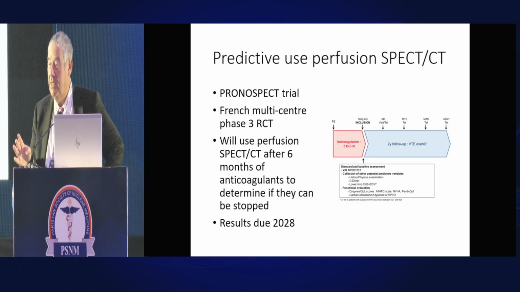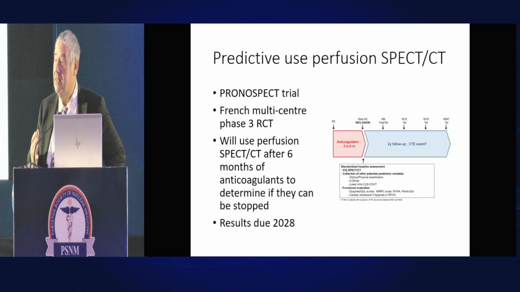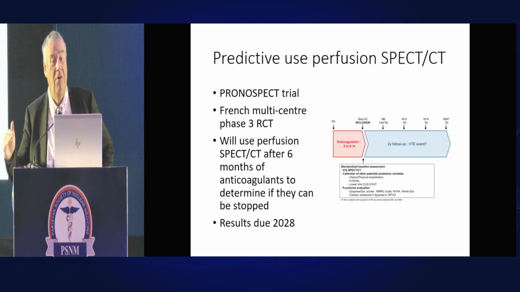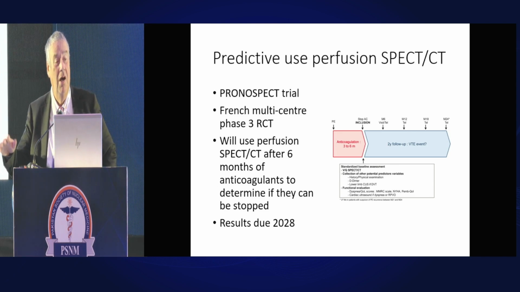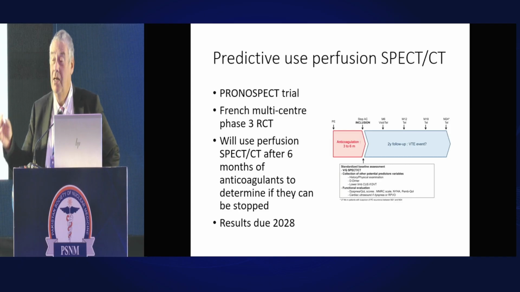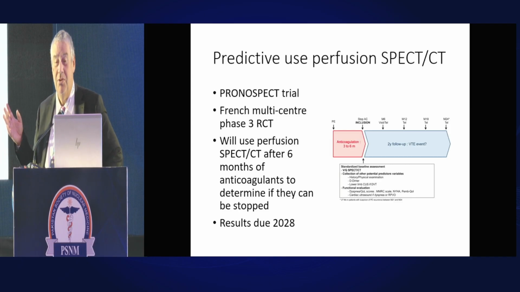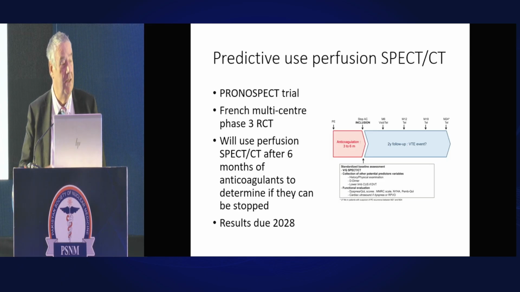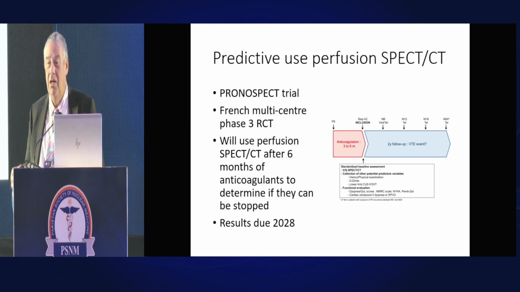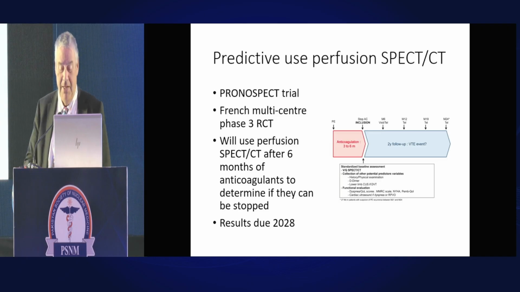Some patients may need it longer, so they're going to do a prospective trial to see whether we can use perfusion SPECT-CT to see if there is any residual perfusion defect at 6 months, and from that determine whether the patient can stop their anticoagulants or need to continue and have a further SPECT-CT 6 months later. We don't know the results yet, that's due in 2028, but it clearly shows the confidence that the clinicians have in the study to ensure that they can now do a funded prospective trial. They wouldn't do that if they weren't confident in the results delivered with perfusion SPECT-CT.